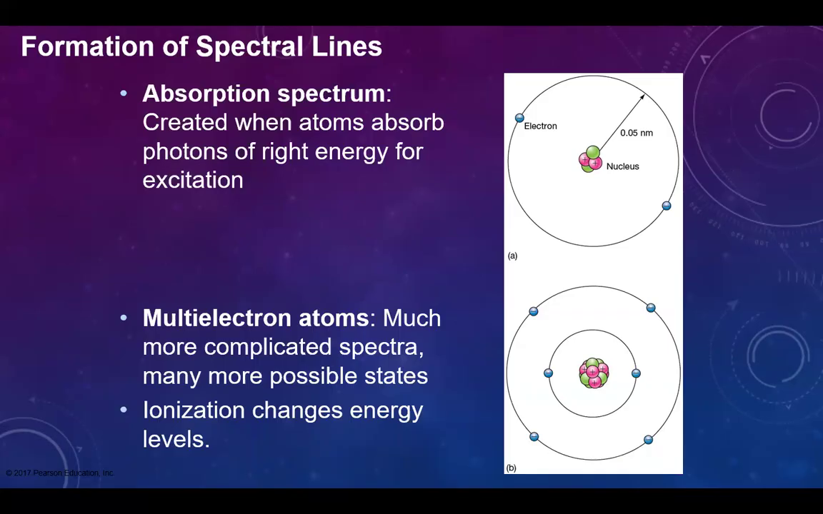And if you've got more than one electron, your spectrum gets a lot more complicated because there are a lot more possible states. Here, for example, there are 6 electrons. You could knock one of these 4 up. You could knock one of the inside ones up. It gets complicated.